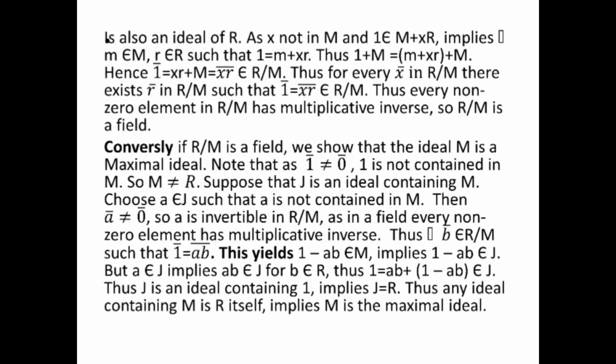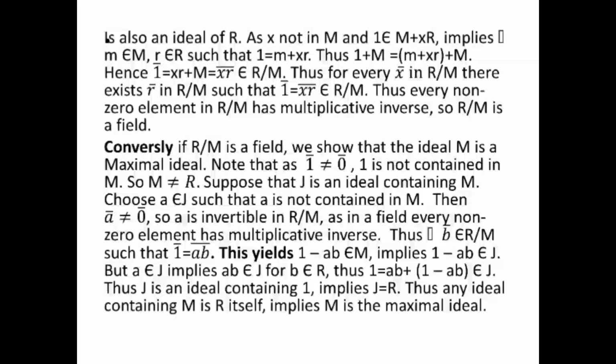Suppose J is an ideal containing M. To show that M is a maximal ideal, we have to show that either M is equal to J or J is equal to R. So suppose that M is not equal to J, and choose some element a contained in J such that a is not contained in M.